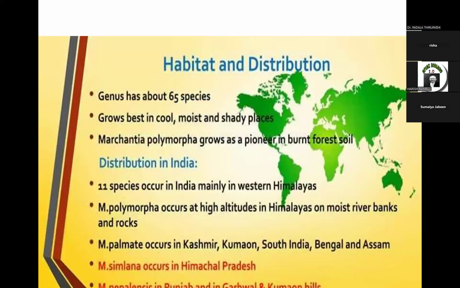Next is habitat, that is where they occur. Habitat means the place where they are found. Here habitat as well as distribution you are seeing. Distribution means on the earth in which places these are available. As you know, bryophytes are amphibians of the plant kingdom; they can grow both in water as well as on land. So near the water bodies, in moist places, they will grow.